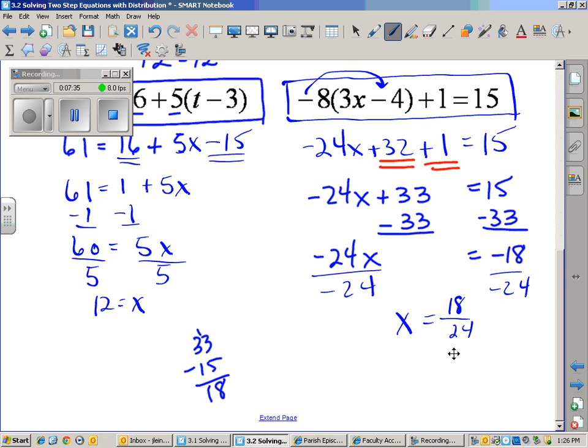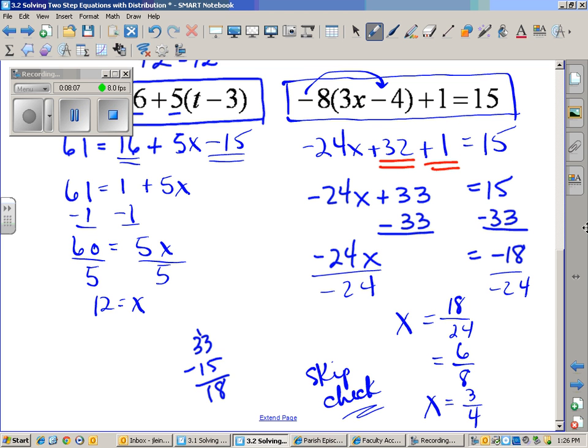And if you divide both of those out by 3, you end up with 6 over 8. I guess I could have divided out by 2 more, which would be 3 over 4. So x is equal to 3/4. That's going to be a little messier to check, so we're going to skip the check on this one. We'll talk about this a little more in class.